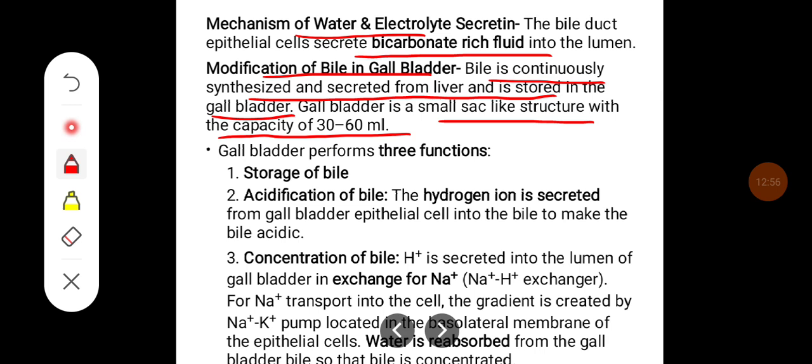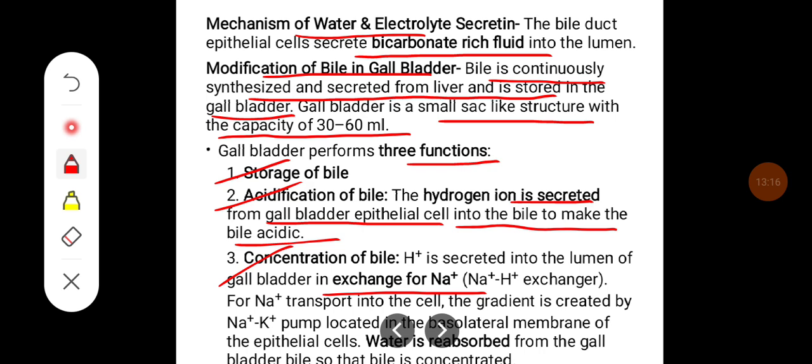The gallbladder performs three important functions: storage of the bile, acidification of the bile, and concentration of the bile. The hydrogen ion is secreted from the gallbladder epithelial cell into the bile to make the bile more acidic. The H plus ion is secreted into the lumen of the gallbladder in exchange for sodium, by the sodium hydrogen exchanger for sodium transport into the cell. The gradient is created by the sodium potassium pump located in the basolateral membrane of the epithelial cells. So that causes the secondary active transport.